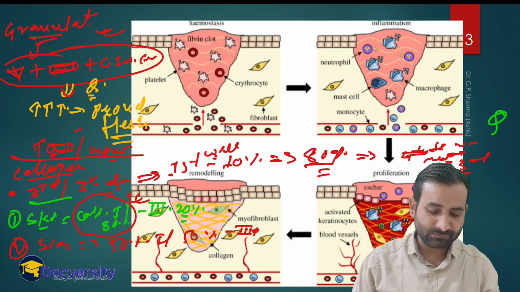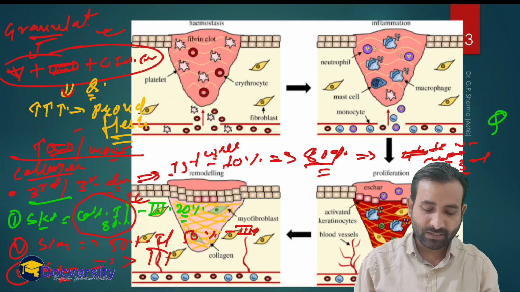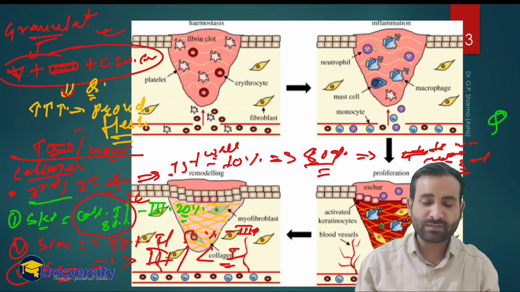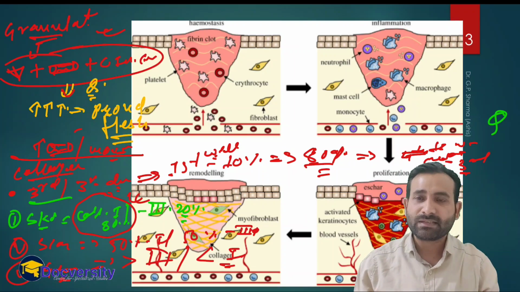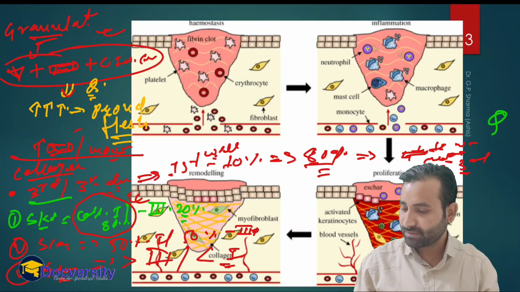This is a question in the exam. Another point they will ask in the exam: in the granulation tissue you will have more type 3 collagen and very little type 1 collagen. Is that okay? So the granulation tissue has very little tensile strength. I hope you understand. Is that clear?